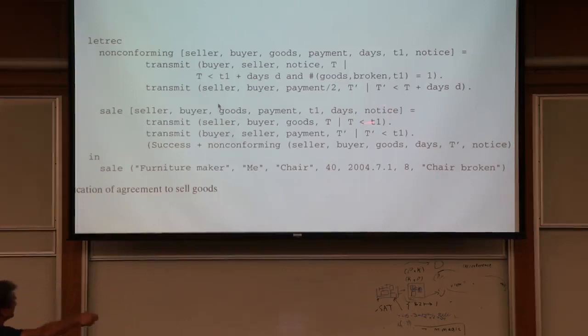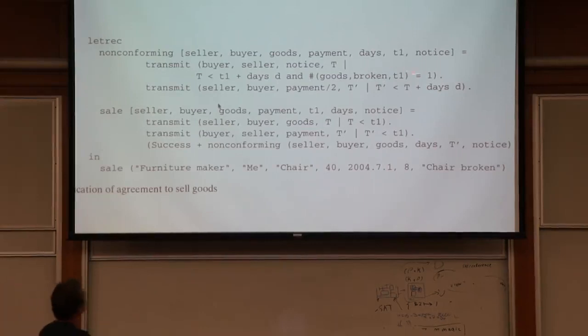If you have two events that happen in this order and they matched, then the remaining part of the contract consists of either we're done, that's the end of the contract, or something non-conforming happens between the seller, buyer, goods, and so on. Namely, the buyer sends something to the seller, a notice, and this is a business event now, sent by time T. The time T is still within D days of T1. And the message basically reads that the goods are broken. So this is like a claim.